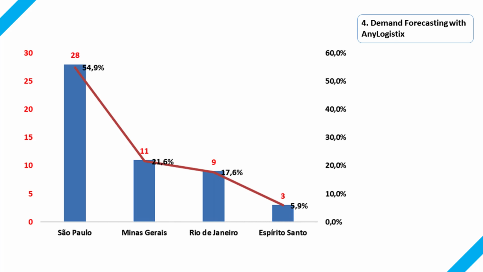The graph of representation per region shown in Figure 10 indicates the number of municipalities per state and the percentage they represent for the marketing and sales strategies, being São Paulo with 28 municipalities and a representation of 54.9%, Minas Gerais with 11 municipalities and a representation of 21.6%, Rio de Janeiro with 9 municipalities and a representation of 17.6%, and Espírito Santo with 3 municipalities and a representation of 5.9%.